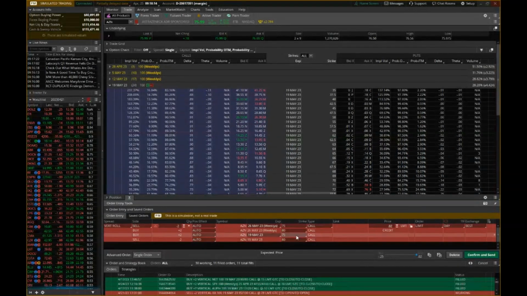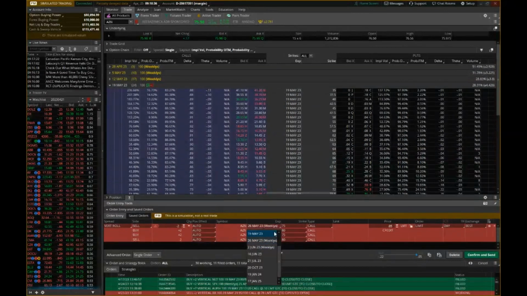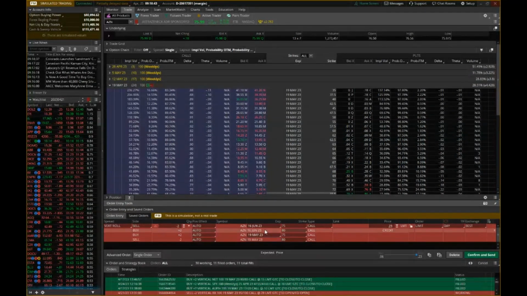And what it has is, since we sold to open the 75 and bought to open the 80, it has the reverse. So we're buying to close the 75 and selling to close the 80. And it has a selling to open the May 26. I don't like the weeklies, so maybe let's switch that to the monthly, June 16. Okay, so we can get a 24-cent credit.